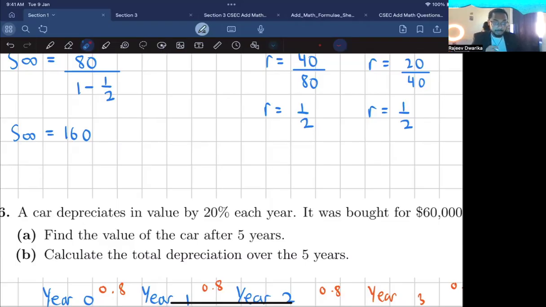And then it loses 20% of that. So what percent remains? 80%. Right. So every year, the car is going to remain with 80% of its value. You know what I'm saying? Yeah. Right. So then what that means is the common ratio is 0.8, because every year you're going to multiply by 80%.